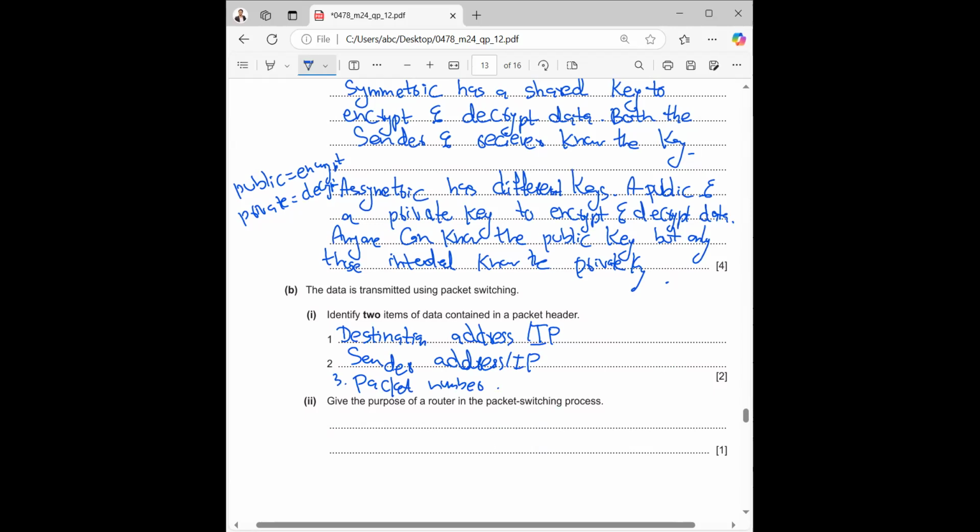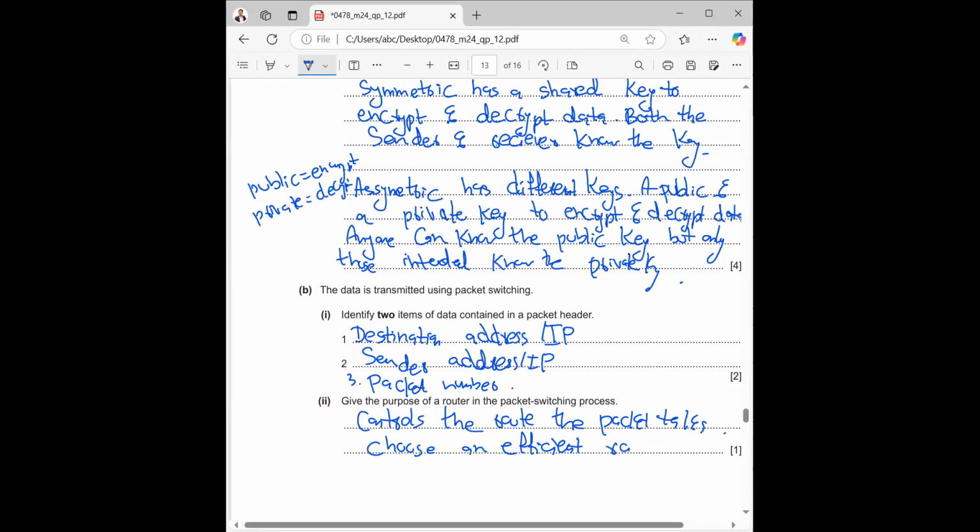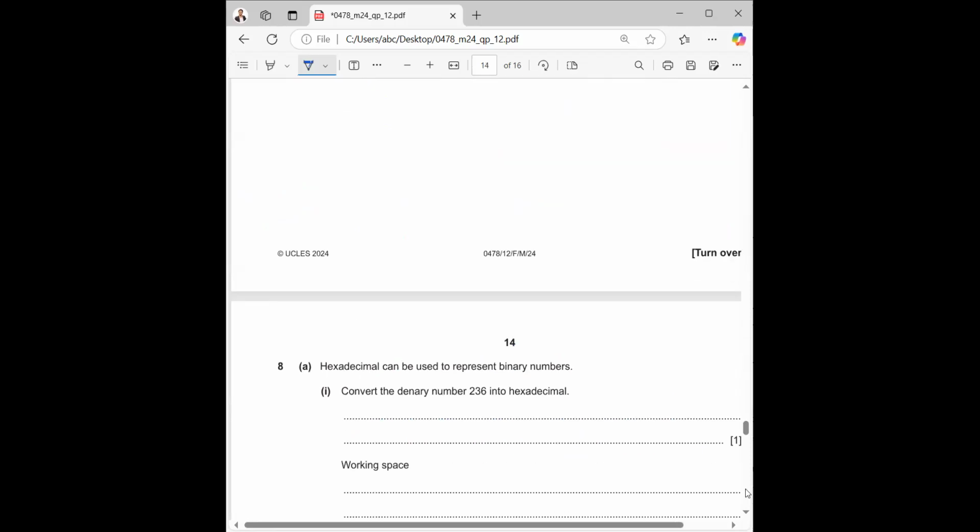Give the purpose of a router in packet switching process. It controls the route the packet takes, or you can say choose an efficient route, or send each packet to its destination.